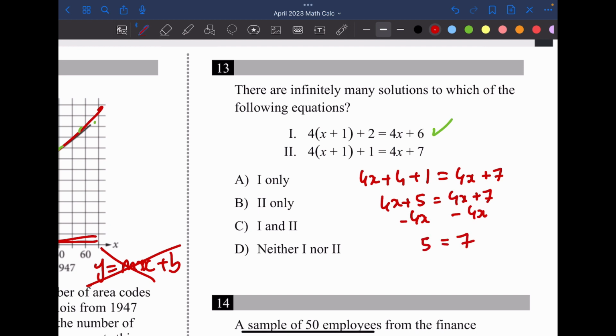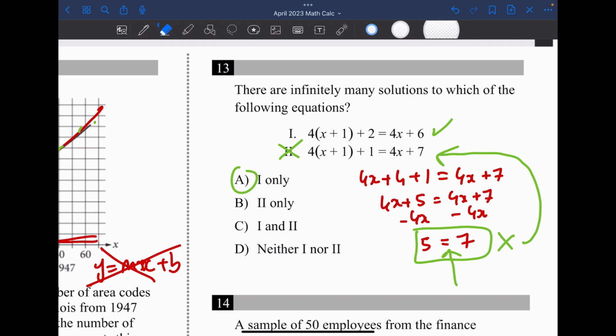Is 5 equal to 7? No, this is wrong, logically and mathematically. So since this is wrong, that means equation 2 does not have any possible answers, because no matter what you plug in for x, you're always going to get a wrong solution. That means this is wrong, so the answer has to be A, because it's only 1.